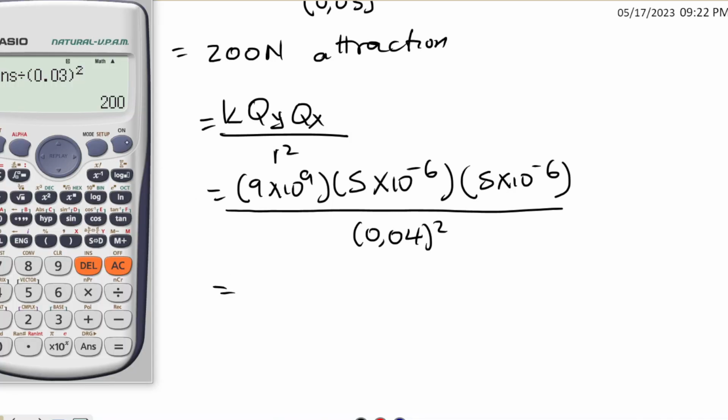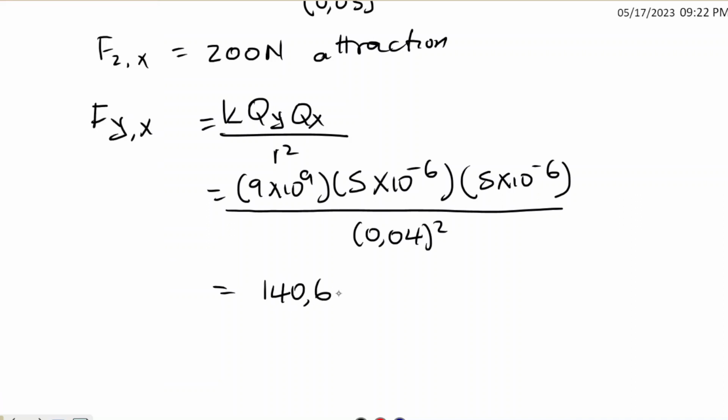So we punch that into the calculator. We have 9 times 10 to the power 9, then 5 times 10 to the power -6, and then the other one is 5 times 10 to the power -6 as well. Then we divide the answer by 0.04 squared. So here we have 140.625 newtons. So that's F of Y on X.